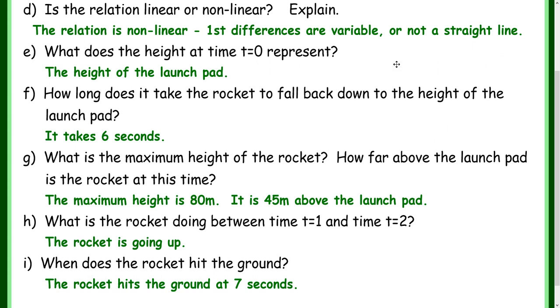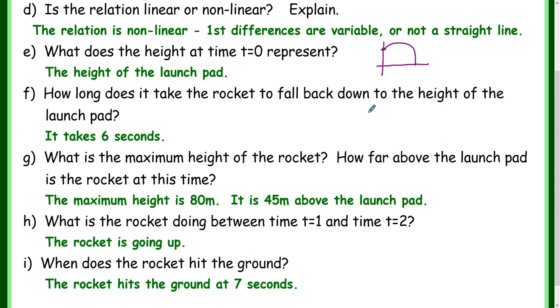So at the height of time equal to 0, I know my graph is going to look something like this. The height at time equals 0 is right there. And that represents the height of the launch pad. It's the starting point of the graph. And that is the y-intercept in the equation.